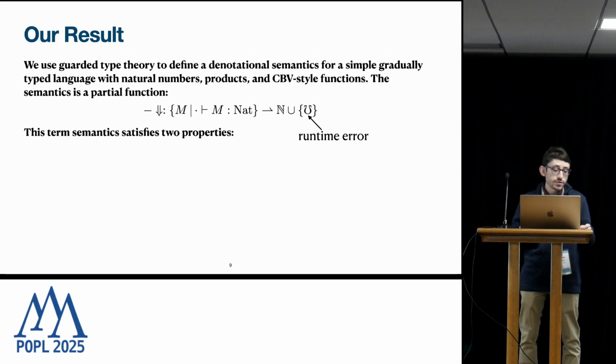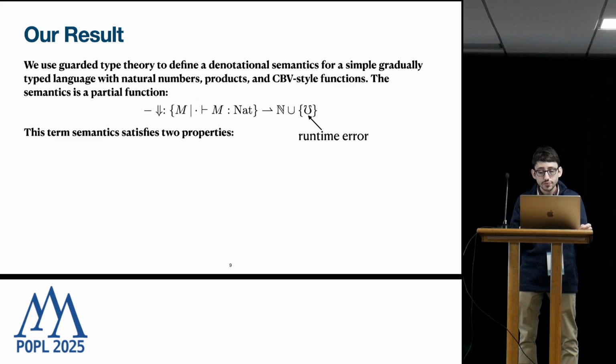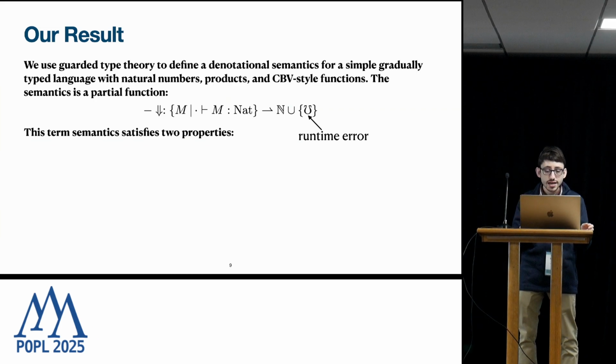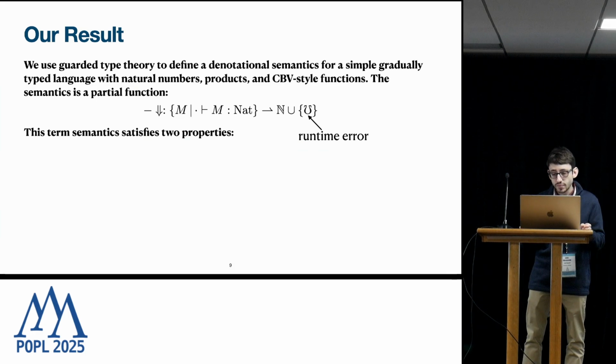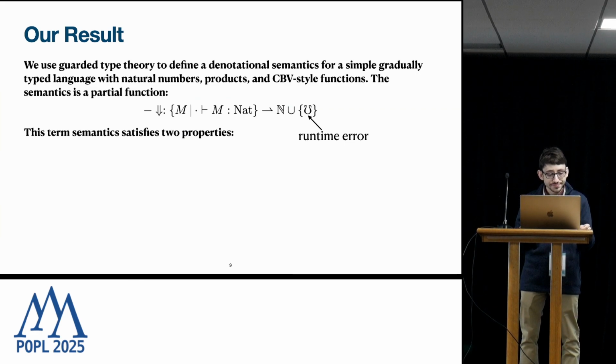Now, our main result in this work is a denotational semantics for a simple gradually typed language defined in guarded type theory. The language that we model has natural numbers, products, and call-by-value style functions. And the semantics we get out is this partial function from closed terms of type nat to either a natural number or a runtime error. And it's a partial function because the program may not terminate.